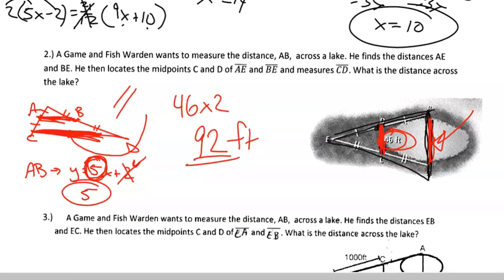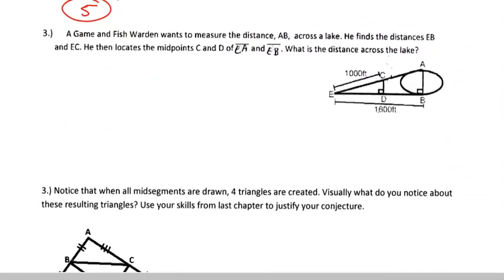All right, let's go ahead and take a look at this. A Game and Fish Warden wants to measure the distance AB, just like the last problem, across the lake. He finds the distance EB and EC and locates C and D, the midpoints of EA and EB. What is the distance across the lake?